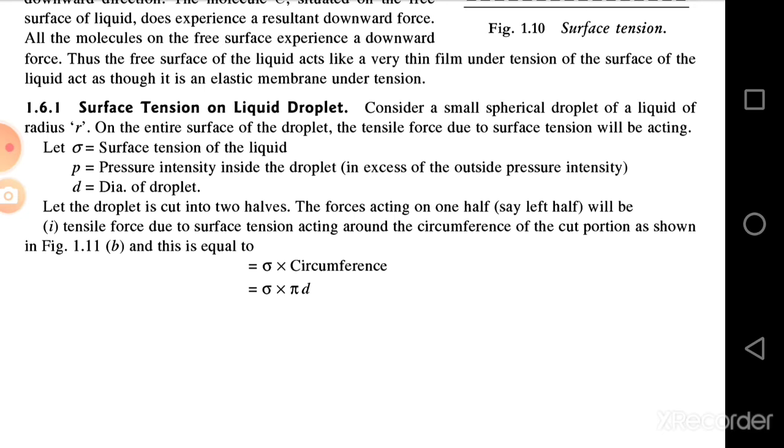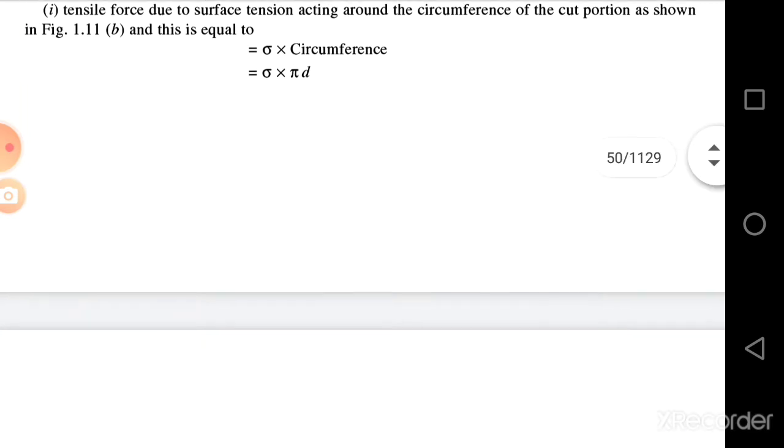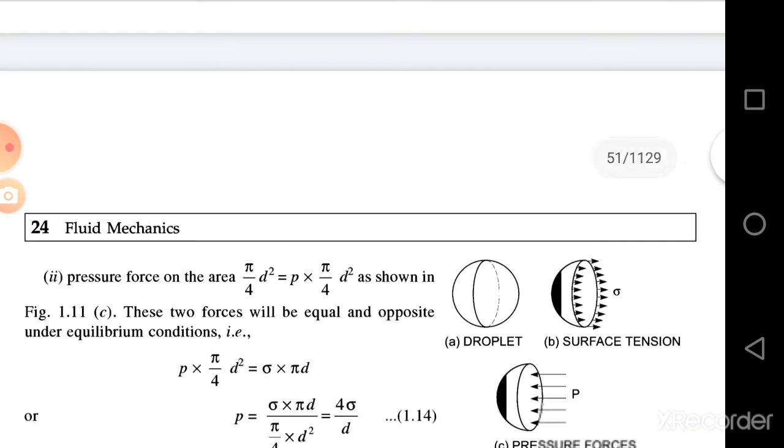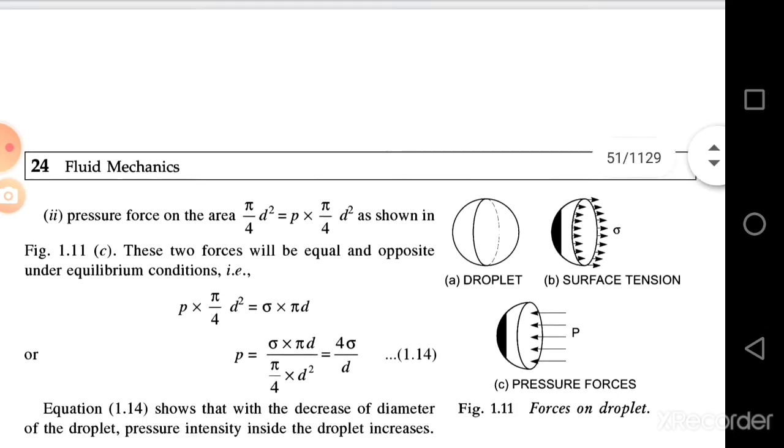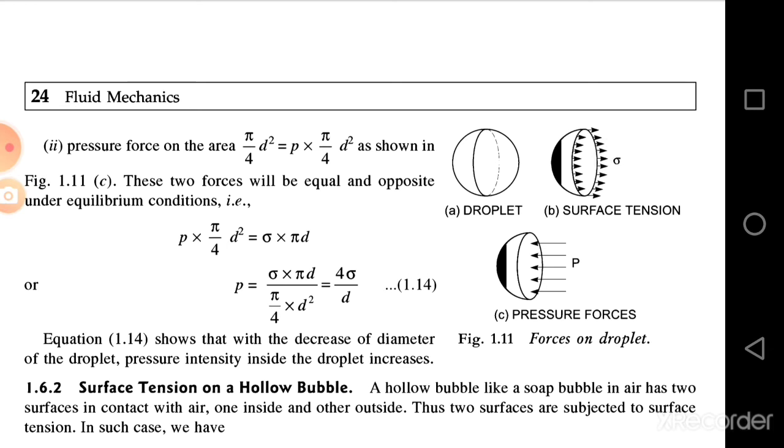Consider a small spherical droplet of a liquid of radius r. The pressure force is equal to 4 sigma by d. So the equation shows that with a decrease of diameter of the droplet, pressure intensity inside the droplet increases. So this equation is derived considering the equilibrium.